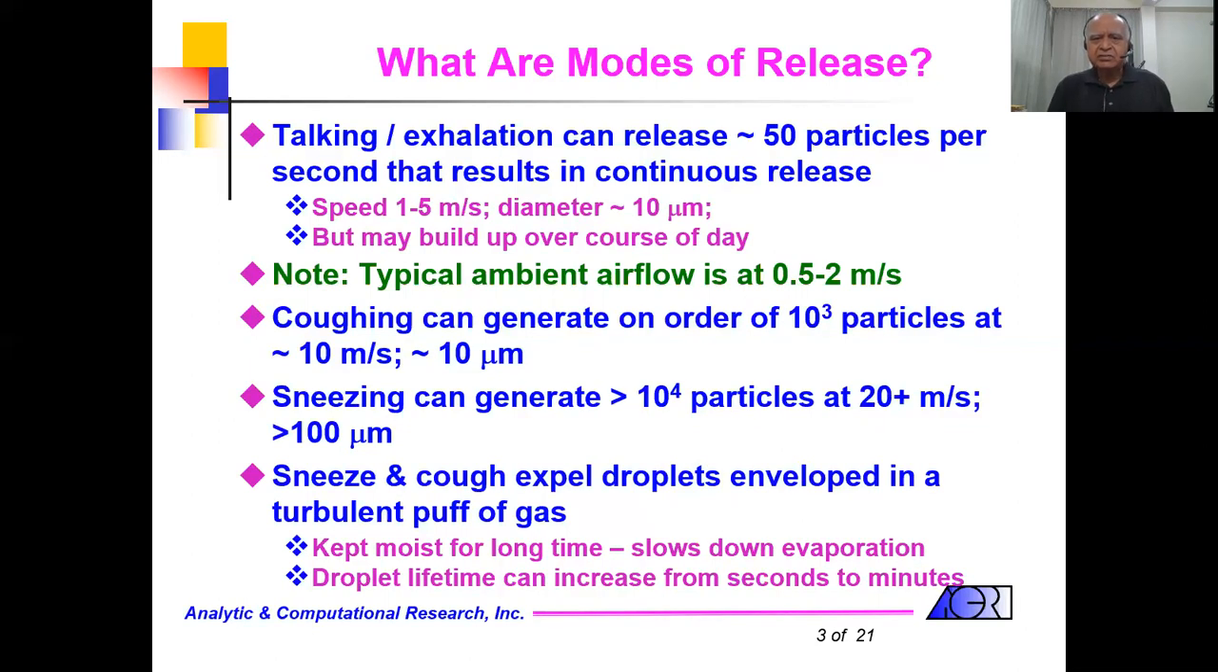Coughing can generate on the order of 1,000 particles at around 10 meters per second, with about the same diameter as talking. Sneezing, on the other hand, can generate tens of thousands of particles at a much higher speed, about 20 meters per second, and droplets can be as large as 100 microns. These numbers about speed and diameter are approximate averages, and they vary over a large range.